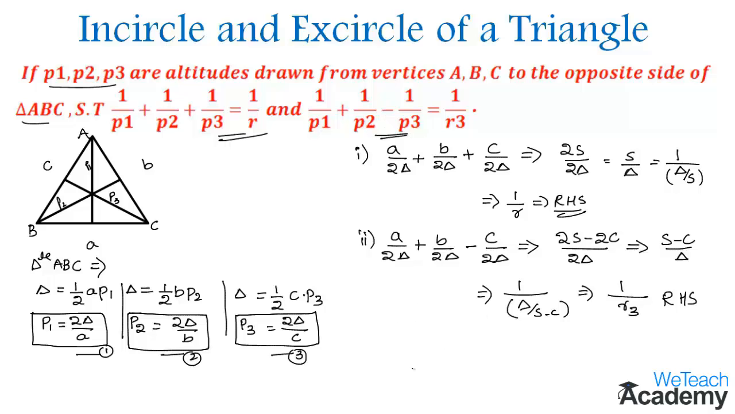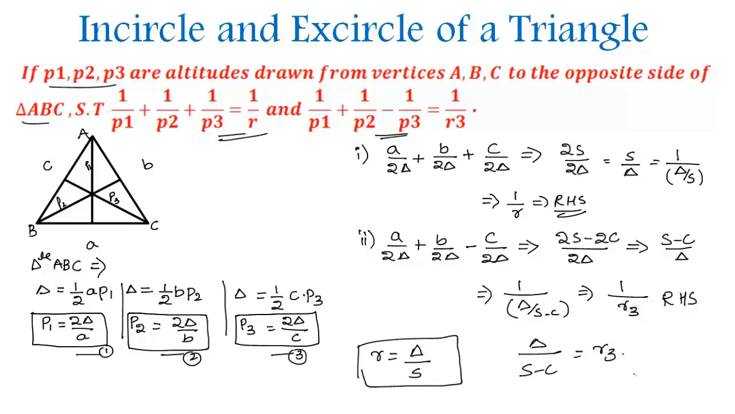And make a note of the formula, that is R is equal to delta by S, whereas the formula of delta by S minus C is equal to R3. And then the sum of the sides such as A plus B plus C is equal to 2S. So these are the formulas of incircle. So in this way we can solve many examples using the formulas of properties of triangle. Hope you understood the concept.